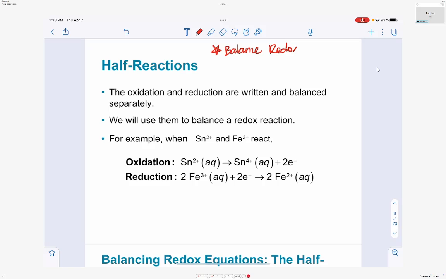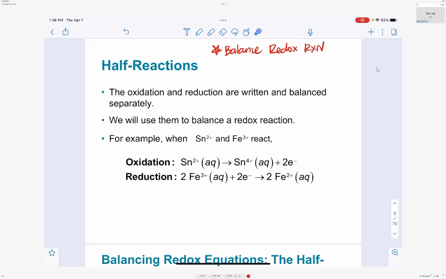Balance redox reaction. Balancing a redox reaction can be pretty confusing and complicated. So therefore, we use a method called the half reaction method to separate the oxidation and reduction process. For example, when tin and iron react, tin is oxidized and iron is reduced.